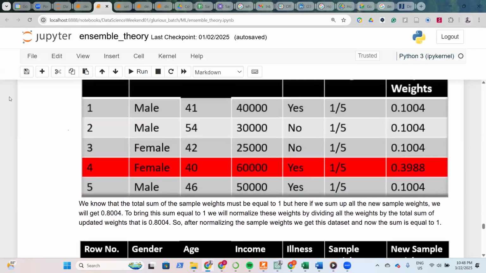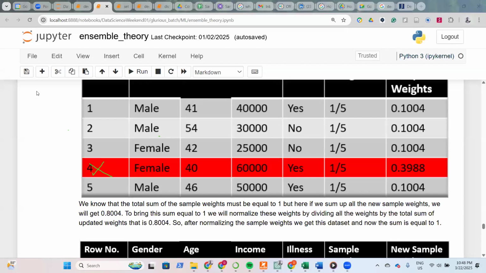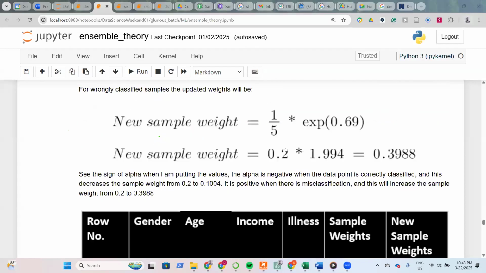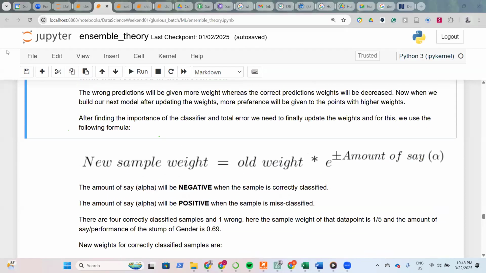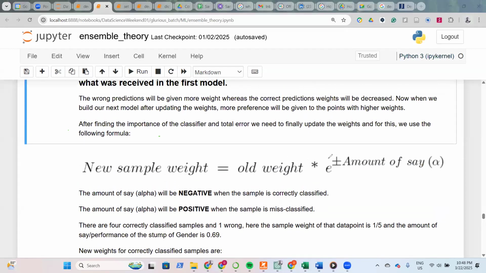Now, in this our record, assuming that in our example only this record was wrongly classified, all the other records were classified correctly. So when we are calculating alpha, you'll notice that the formula for calculating the new weight is plus or minus. The question is, when are you going to use plus and when are you going to use minus? For the records that have been correctly classified, you use minus, and for the records that have not been correctly classified, you use plus.